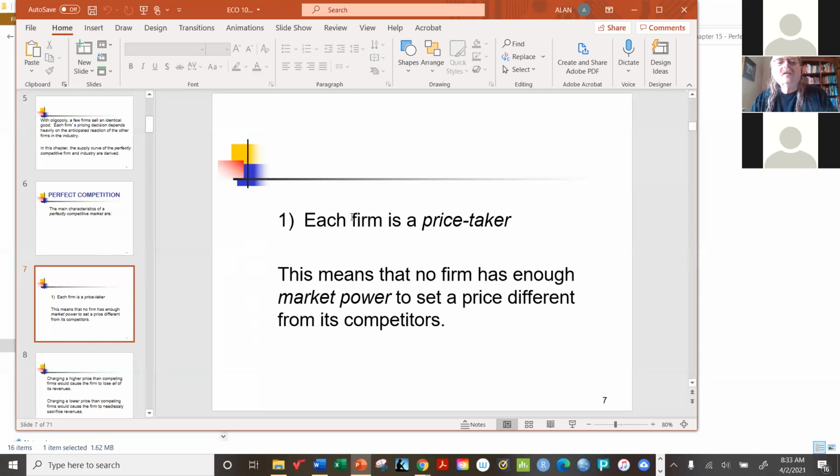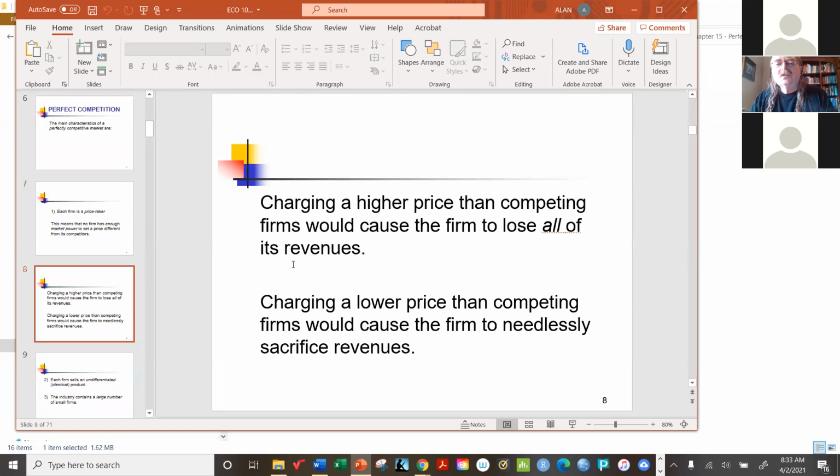So here are the characteristics of perfect competition. Each firm is what we call a price taker. That means no firm has enough market power to set a price that's different from its competitors. Because charging a higher price than competing firms would cause the firm to lose all of its revenues, literally all of them. We're assuming that even if we raise our price by a penny, the other firms will take all of our business from us because people in the market know that our price is higher, and so they'll just switch to somebody else.